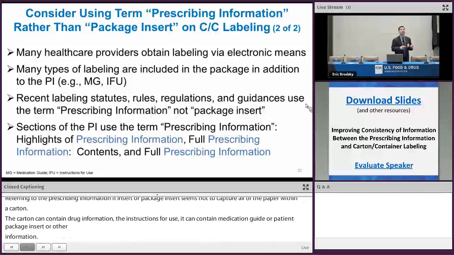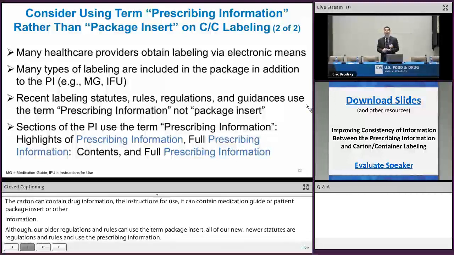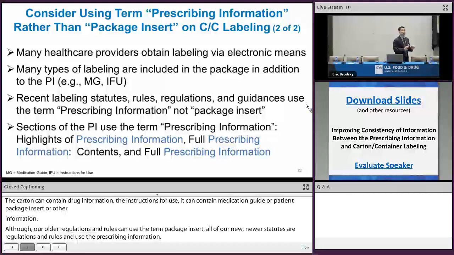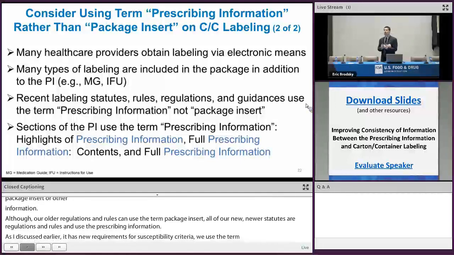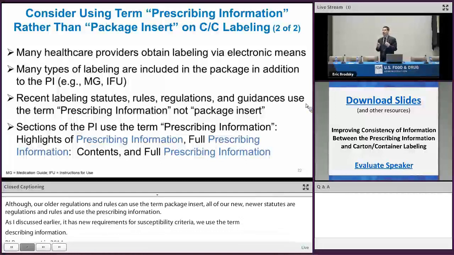Although our older regulations and rules can use the term package insert, all of our newer statutes, regulations and rules use the term prescribing information. For example, the Cures Act, as I discussed earlier, has new requirements for LPAD, limited population, susceptibility criteria. We use the term prescribing information. PLLR is a relatively new rule, which came out in 2014. We use the term prescribing information. You look at all of our guidance, we use the term prescribing information, not package inserts.